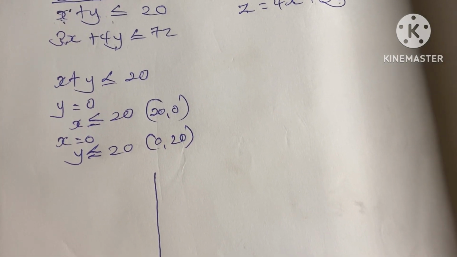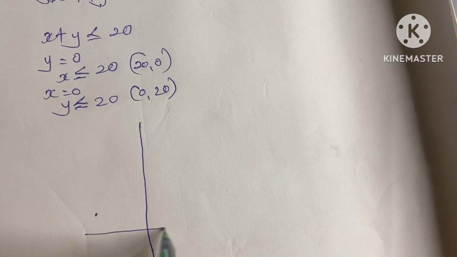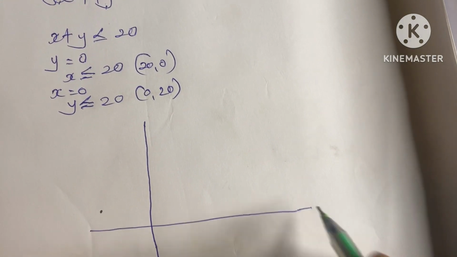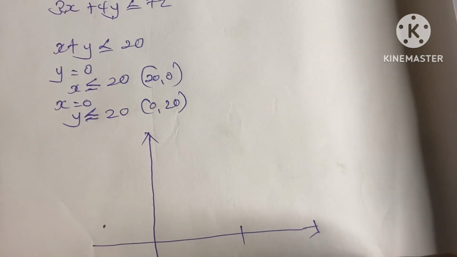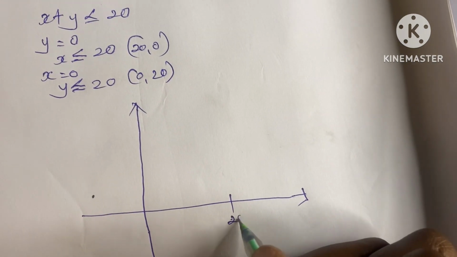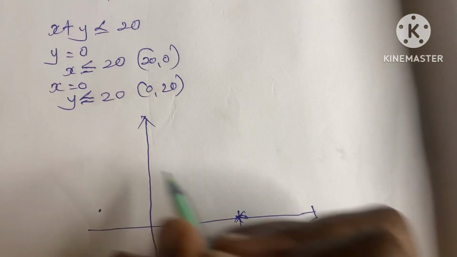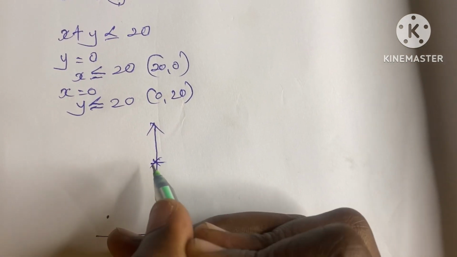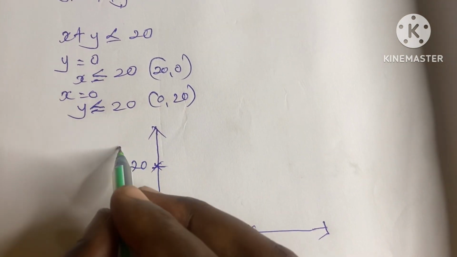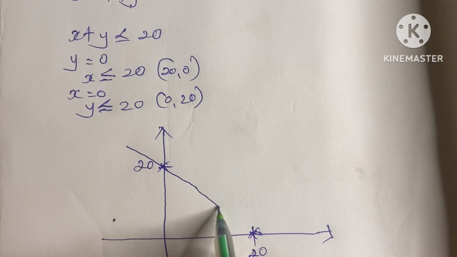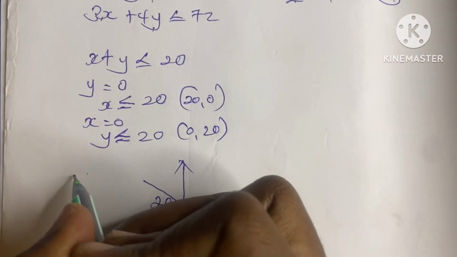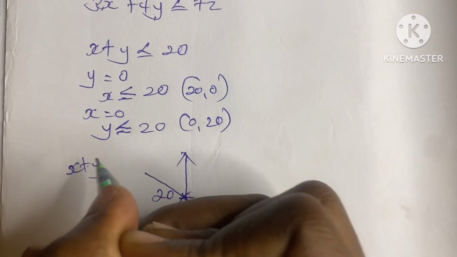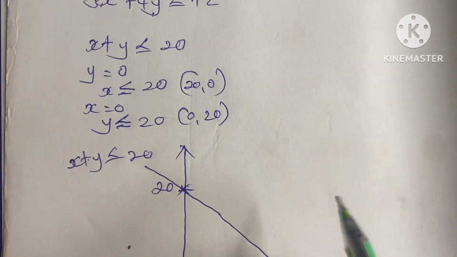So our graph will be like this. This is the x-axis, this is the y-axis. So here it will be 20, then even here it will be 20, like that. And that will be our line. So it will be x plus y less than or equal to 20.